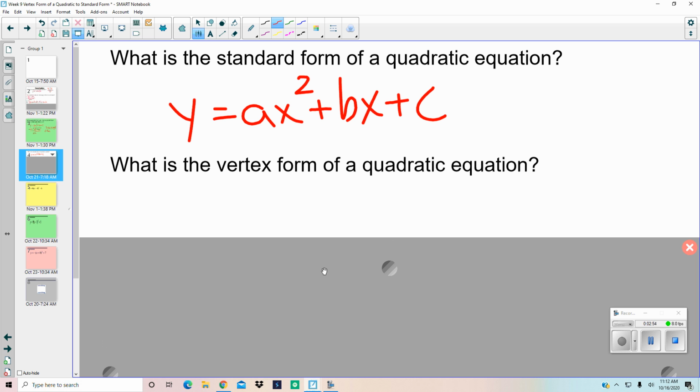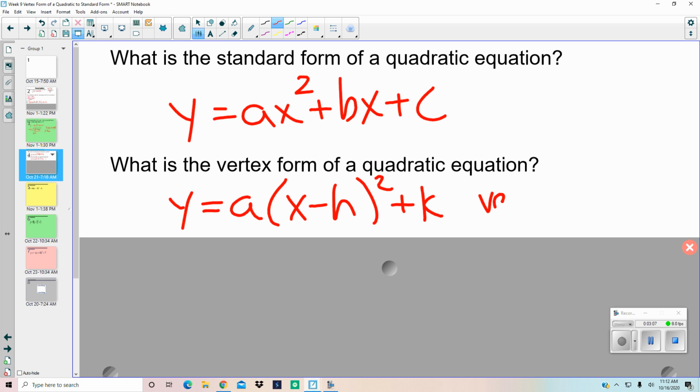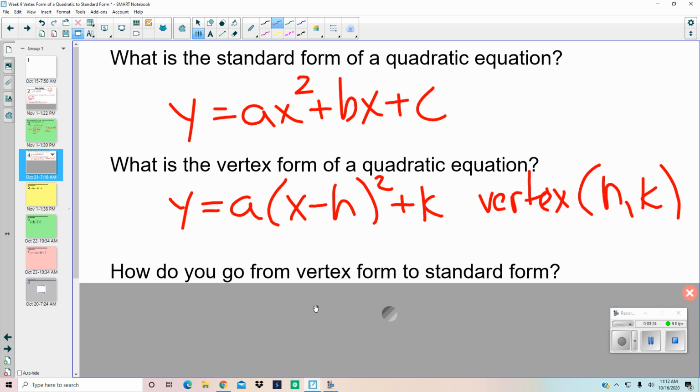The other form is vertex form. If it's in this form, you can tell what the vertex is. While in that form, the vertex would be h, k. So you take the opposite of the number that's added onto the x, and then whatever the number is that's added on the end, which is also the vertical shift.